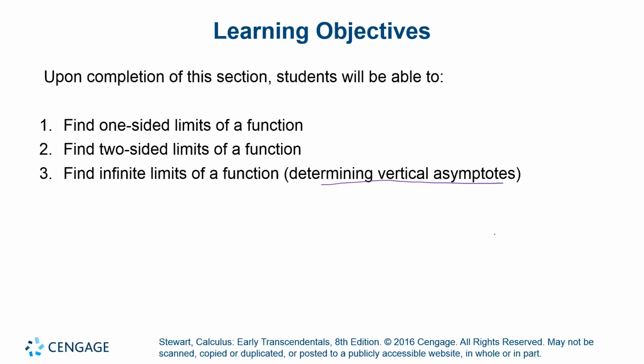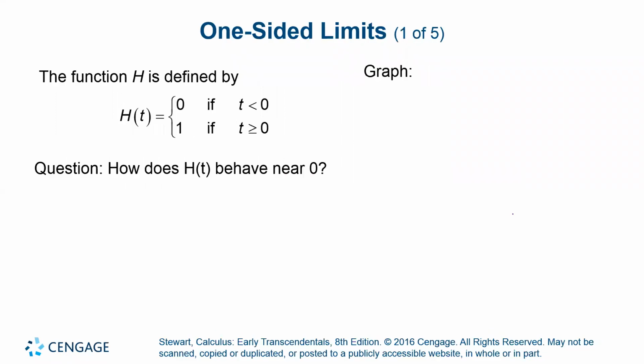Okay, so let's consider first the one-sided limits. What do we mean by that? Let's consider the function h, which is a piecewise function. It is 0 when t is less than 0, and then it is 1 when t is greater than or equal to 0. And so if I draw the graph for that, this will be the graph.